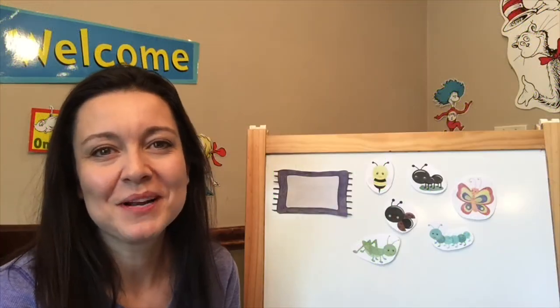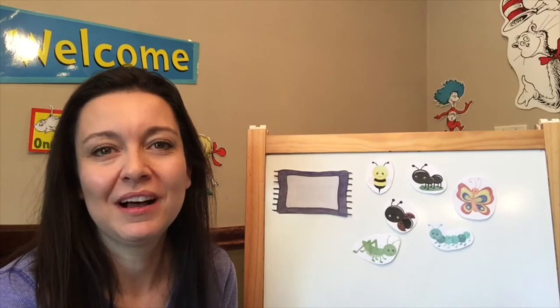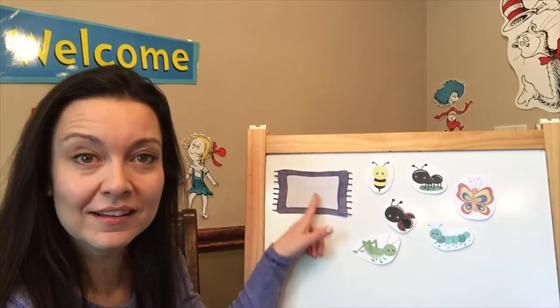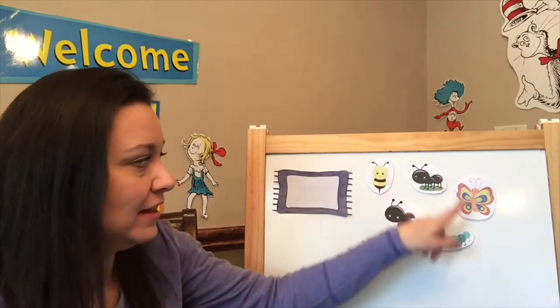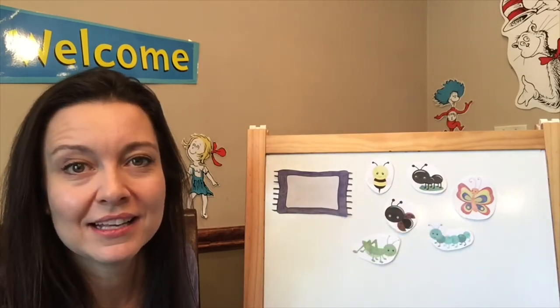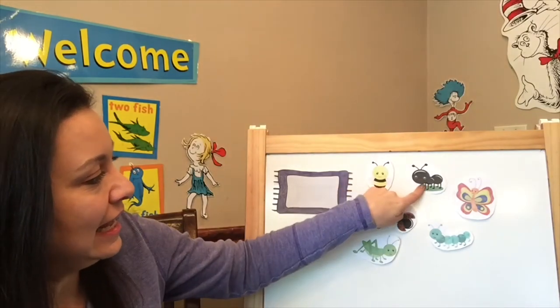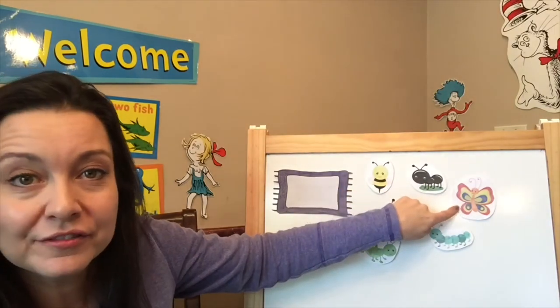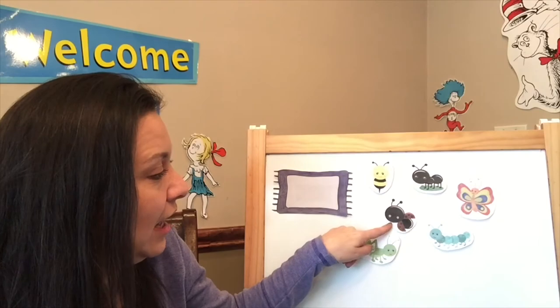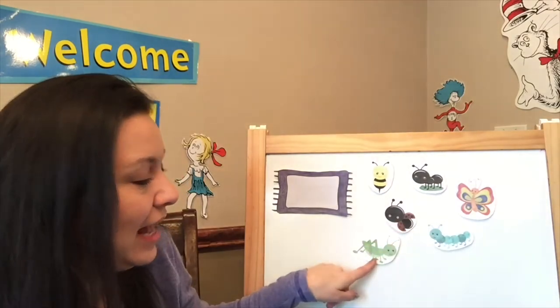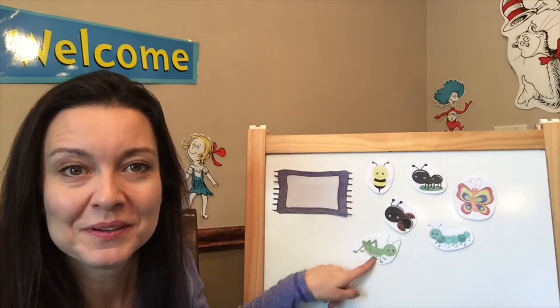All right, friends, we're gonna play a fun game called Bug in a Rug. On my board, I have a rug, and I have my little bug friends. Let's see what kind I have. We have a bee, an ant, a butterfly, a ladybug, a caterpillar, and a grasshopper, okay?